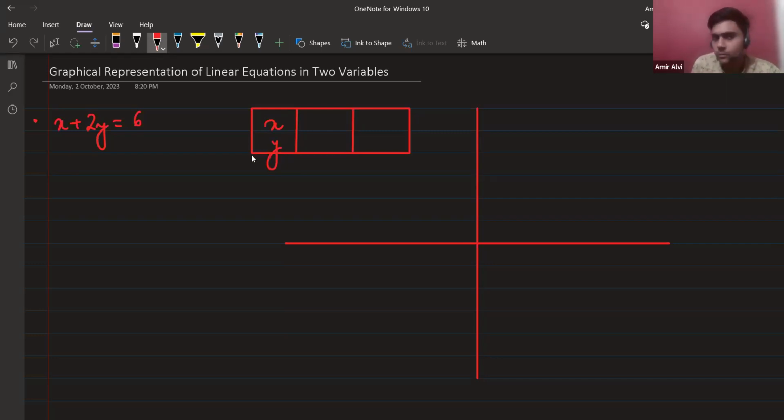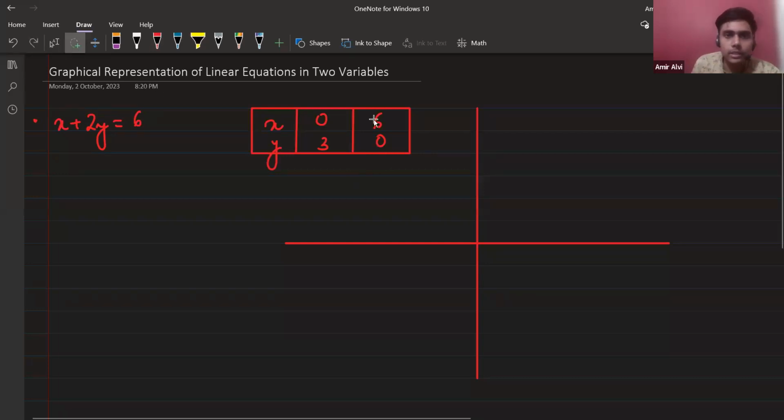X and y. Yes or no? So if you put x as 0, you will get y equals to 3. Yes or no, Simrat? Yes. This was the same previous example that we have taken. So if you put 0, 2y equals to 6 will be left and 2 will be in division. So 6 by 2 will be 3. So x is 0, but y is 3. If you put y equals to 0, x will be directly 6. Yes or no? Yes.